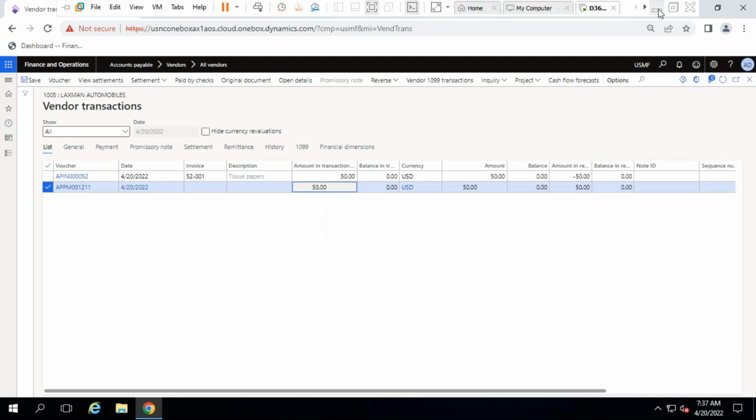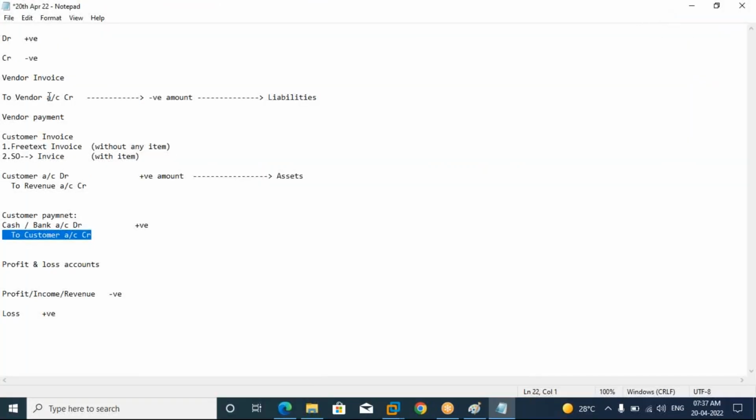So simple. At the time of vendor invoice, the vendor will be credited. These are all vendor liabilities, also called creditors. These are debtors. Actually, the spelling is DEBITORS, but they will pronounce it debtors. Customers are debtors, vendors are creditors. Is this process clear? Any confusion?